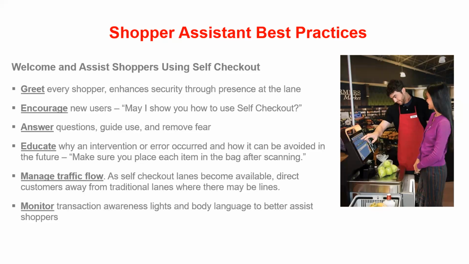They should also make sure that they're monitoring all the customers as they're using them. So if they see somebody getting frustrated, they can go over, body language. They can make sure that they go over in the system. Obviously, there are the lights on the self-checkouts that can tell them that as well.